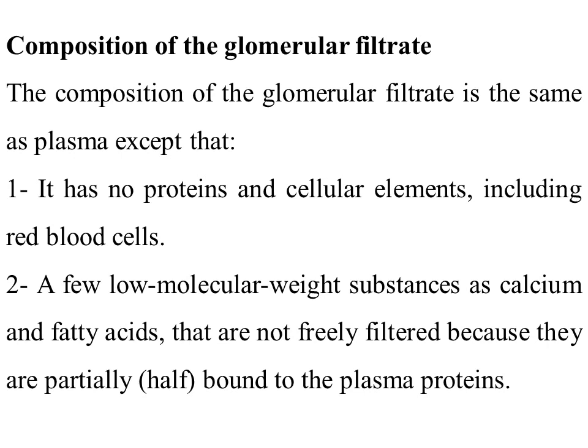What is the composition of the glomerular filtrate? After filtration of the fluid from the glomerulus into Bowman capsule, what are the components of this glomerular filtrate that is now in the tubule? The composition of the glomerular filtrate is the same as plasma except that it has no protein and no cellular elements, including red blood cells. So the glomerular filtrate that goes down into the tubule has zero protein, and also has no cells such as red blood cells.